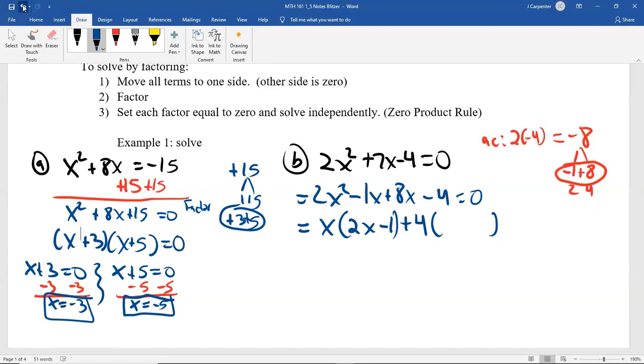8x divided by 4, positive, positive, gives us 2x. That's a good sign. Negative 4 divided by positive 4 is a negative 1, also a good sign. Don't forget your equals 0.